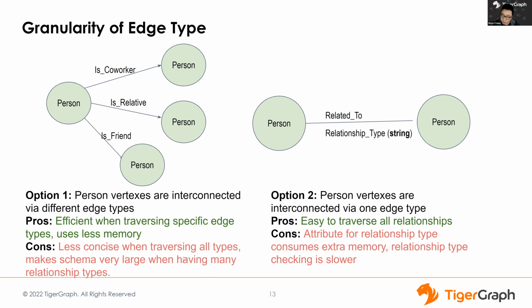But the con is that if you have to traverse all the types, you have to specify each of them in your select statement. It makes your query less concise, right? But if you look at the right-hand side, it's easy to traverse all relationships. However, you have to store the type as a string attribute. It takes actual memory, and if you want to traverse a specific edge type, you need to do a full edge set scan, and also you need to do string comparison, which is slow, right? So usually we would adopt the approach on the left-hand side.